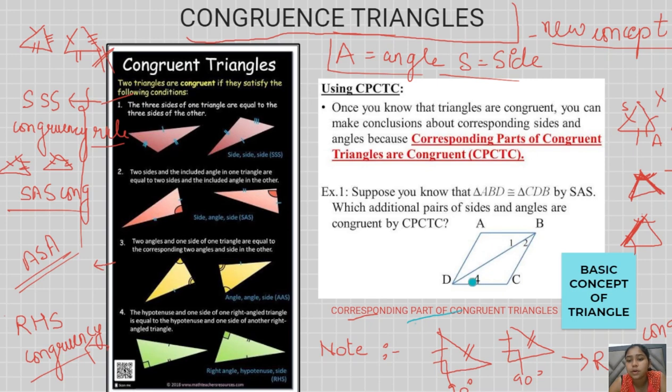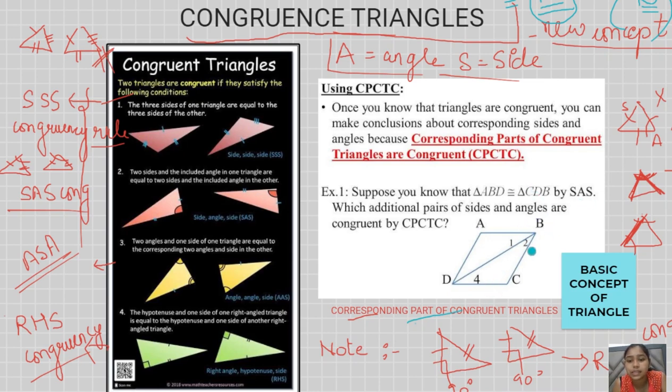Suppose these are two particular triangles. So in this, ABD is congruent. Basically, congruency is always represented by this wave-like sign, followed by an equal to sign. So this is what we call congruency. It's a very easy one. So suppose ADB is congruent to CDB, right?